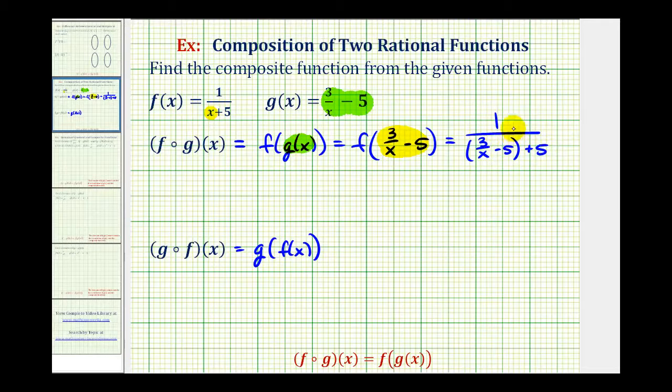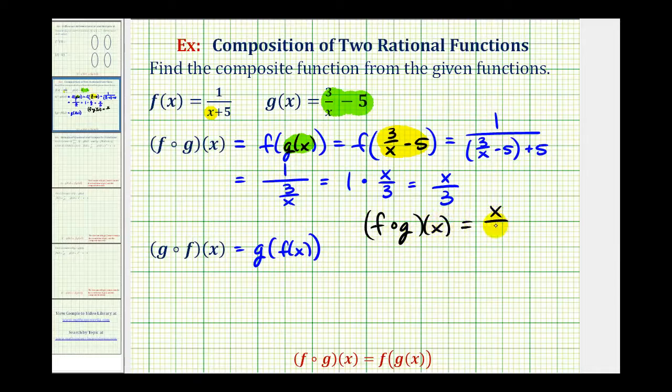Well, this actually works out pretty well because notice how we have minus 5 here, plus 5. That would be 0. So this simplifies nicely to 1 all over 3 over x. Remember, this fraction bar means division, so if it's helpful, we could write this as a multiplication problem. This would be 1 times the reciprocal of 3 over x, which would be x over 3, which of course is just x divided by 3. So our composite function, f of g of x, is equal to x divided by 3.